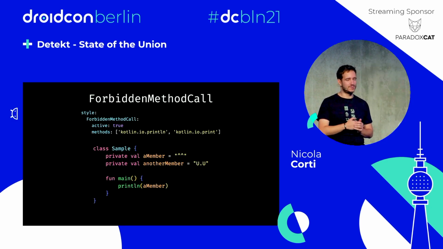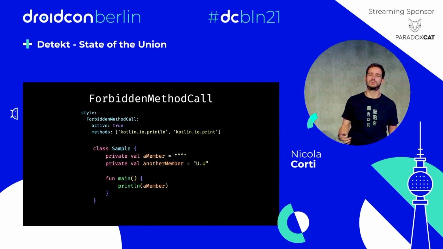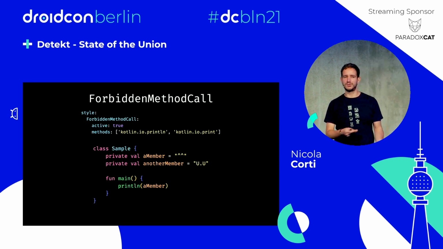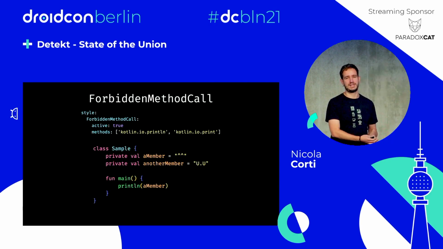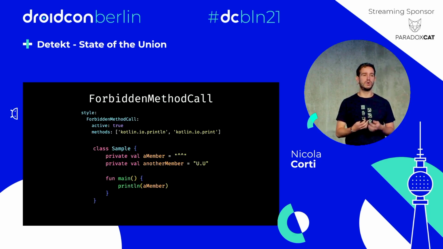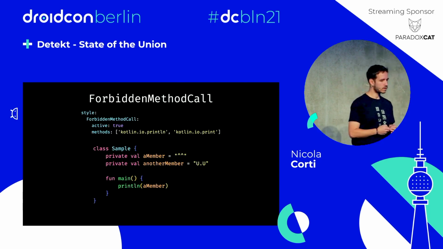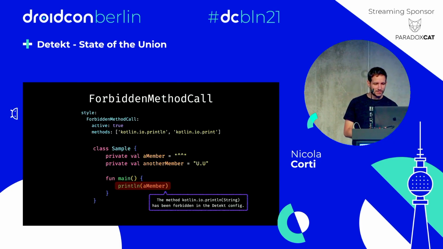So maybe if you are in a small startup or in a small team with 4 or 5 developers, you just go through your code and you adapt it and you remove all the method calls that you don't want. But if you work in a bigger organization with 50, 100, or more than 100 engineers, you need tools like this to block method calls, to block imports that you don't want people to use. And so, yeah, in this case, println, Detekt will tell you the method kotlin.io.println(String) has been forbidden in the Detekt config. So you can't use it.